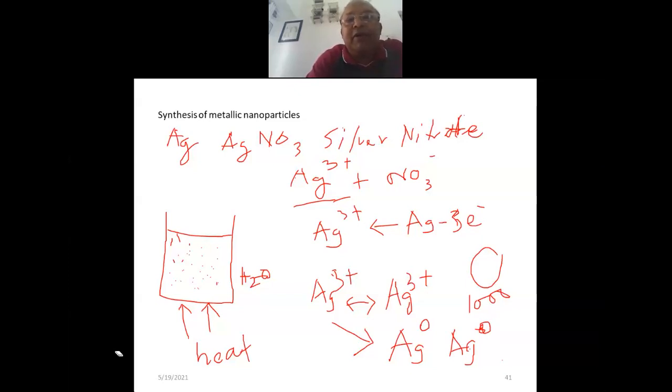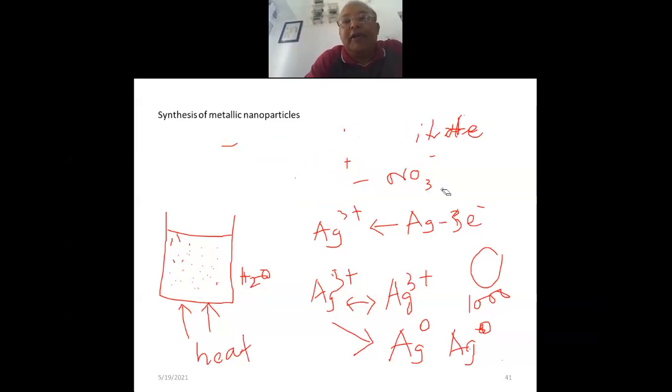Simply saying, it is the same reaction shown here. So it is Ag minus 3e. That means I need now Ag. So what will I do? I'll move this 3 to this side.